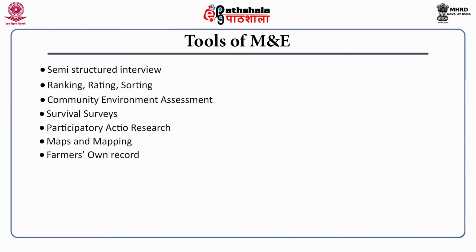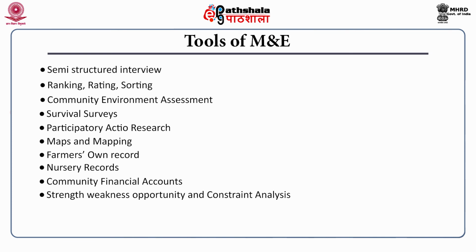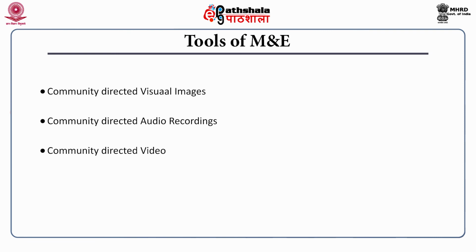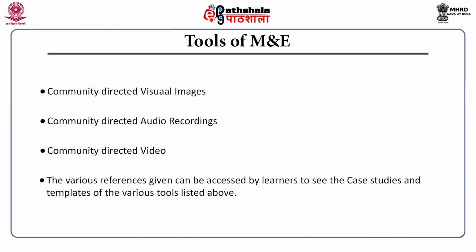15, farmers record. 16, nursery record. 17, community financial accounts. Number 18, strength, weakness, opportunity and constraint analysis, that is SWOT analysis. 19, popular theatre. 20, puppet theatre. 21, community directed visual images. 22, community directed audio recordings. 23, community directed video. The various references given can be assessed by learners to see the case studies and templates of the various tools listed above.